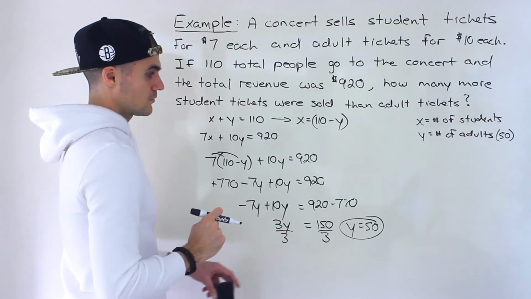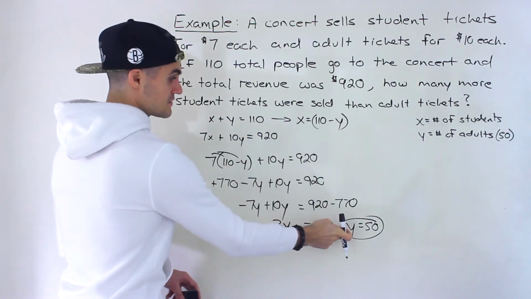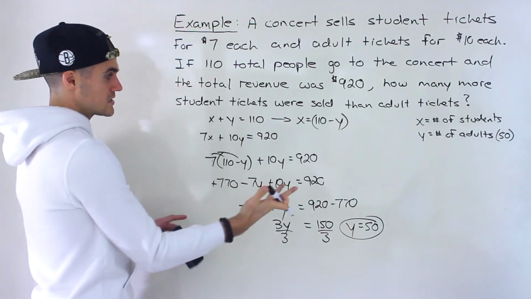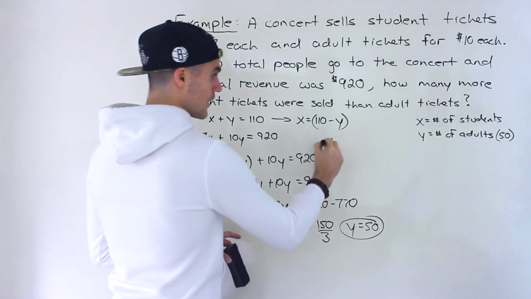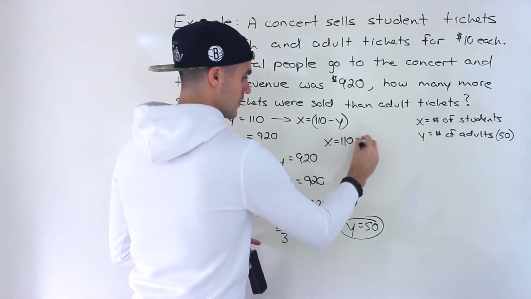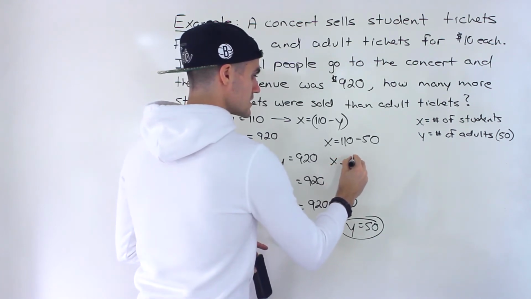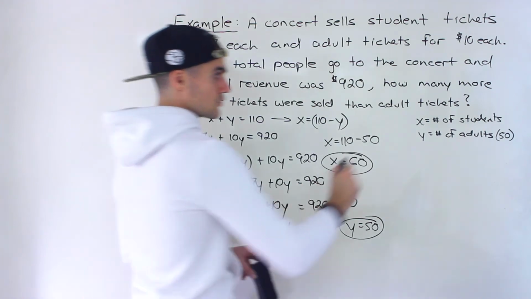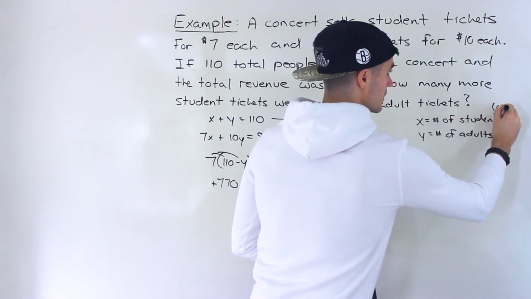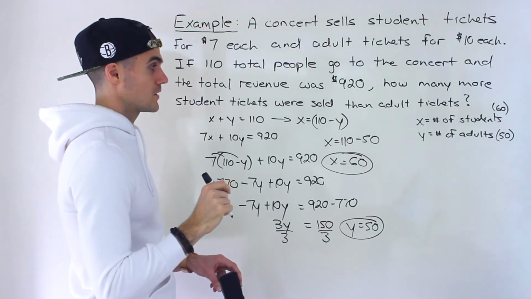Right? So then we could find the number of students going. We could plug this 50 into this y or this y. It doesn't matter. We're going to get the same x value here. We already isolated for x, so I'll just plug it in there. And then that's going to be 60. Okay, so there's 60 students going, 50 adults going.